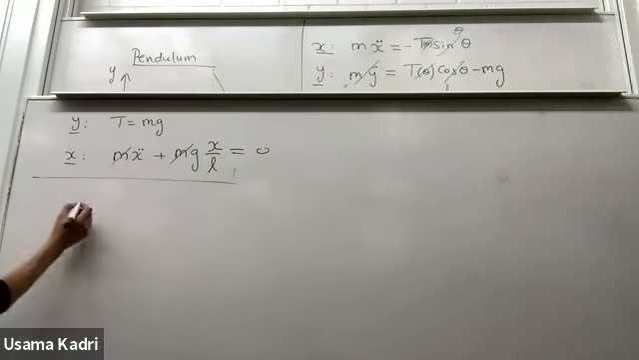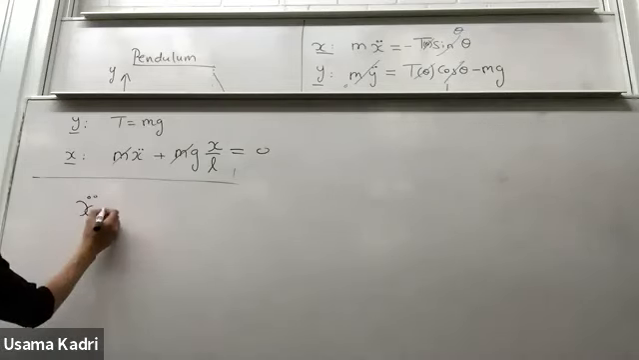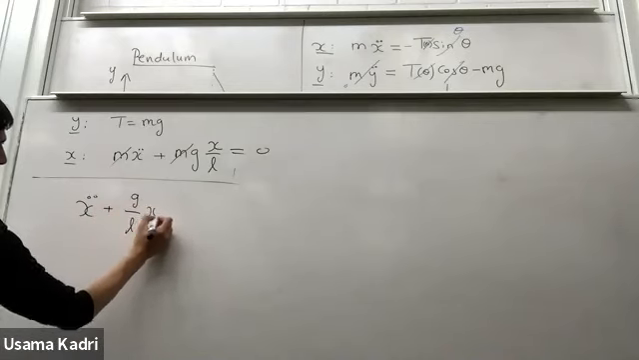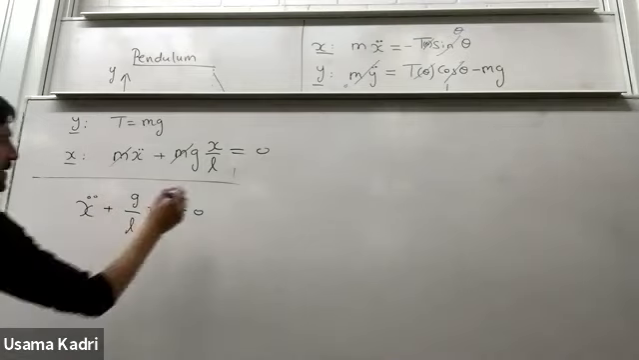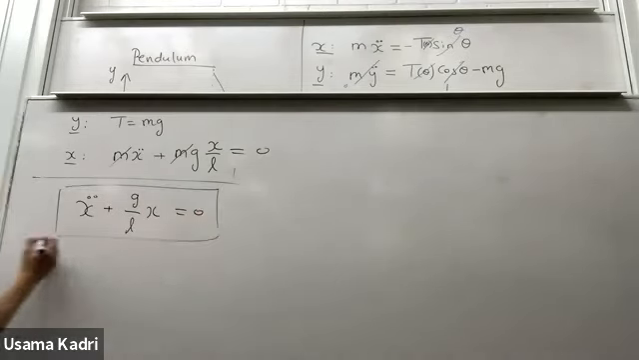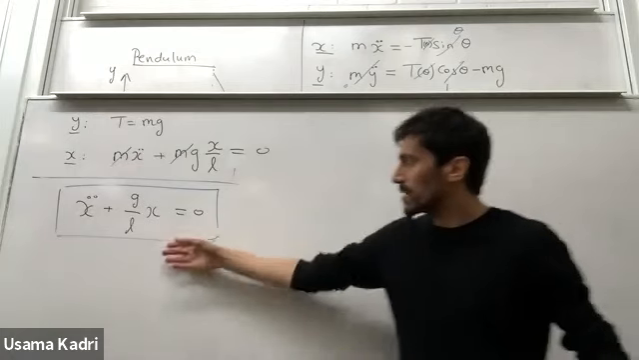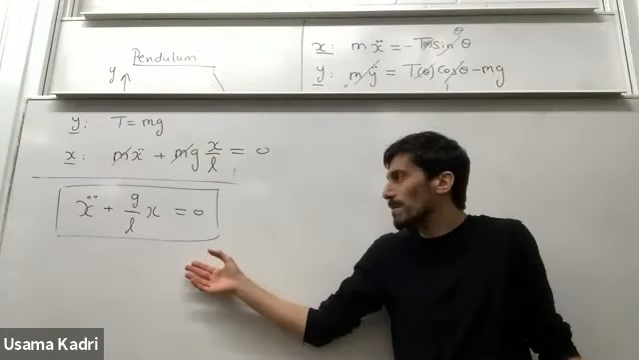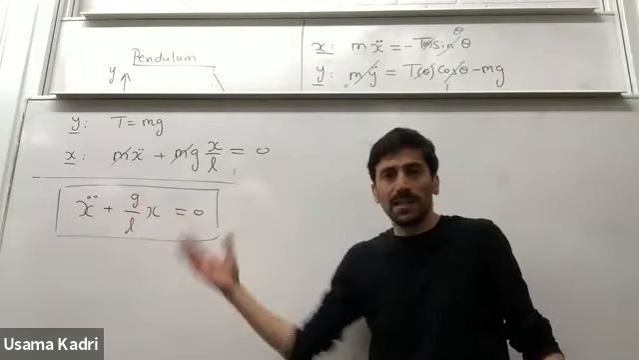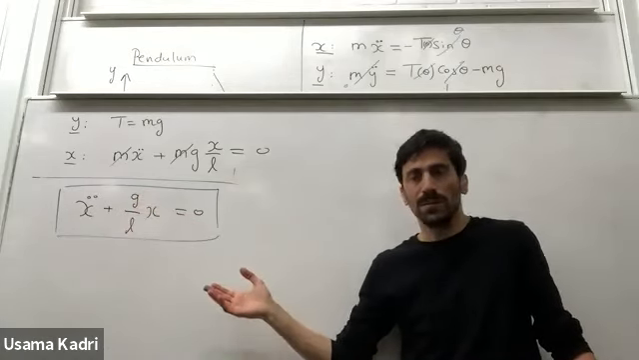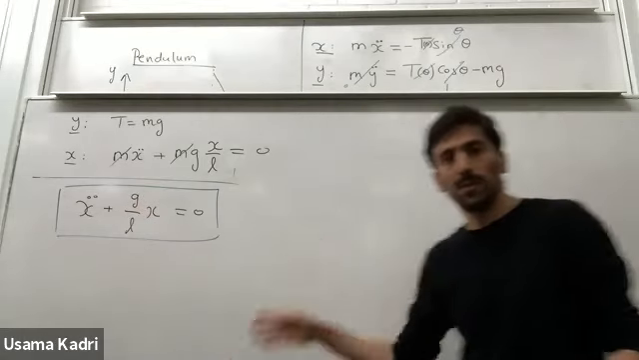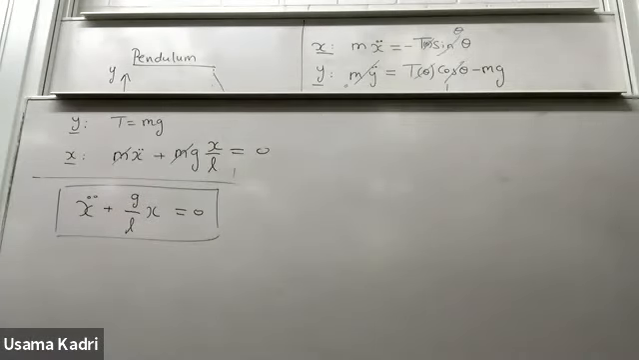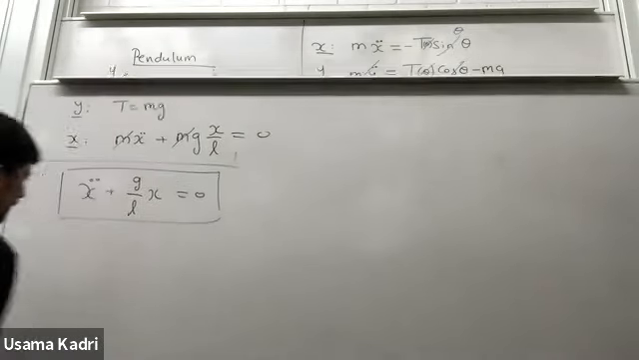So finally, you can write x double dot plus g over L times x equals 0. And this is almost the twin equation of what we had before. It's basically the same equation. It's just that before, instead of g and L, we had m and k. That's all. But it's the same equation, the same trial solution, the same solution. I don't even need to bother and solve it. I can just write down the solution.